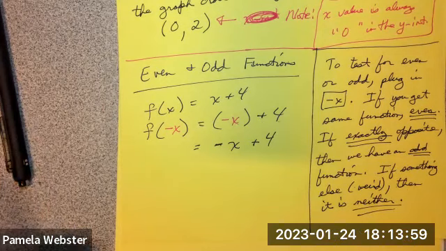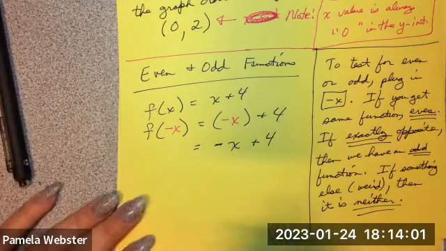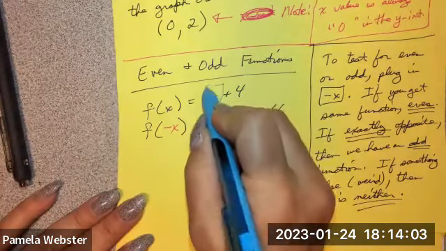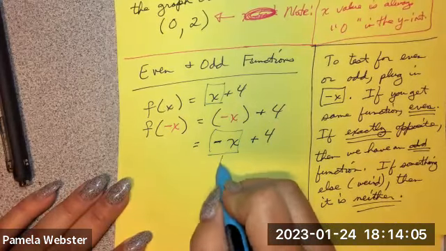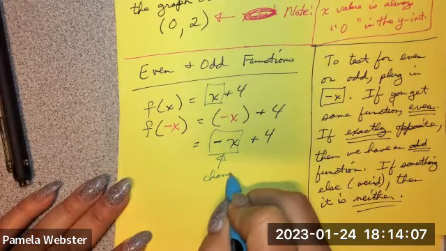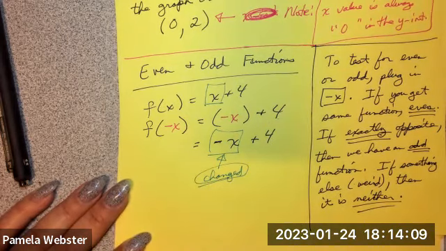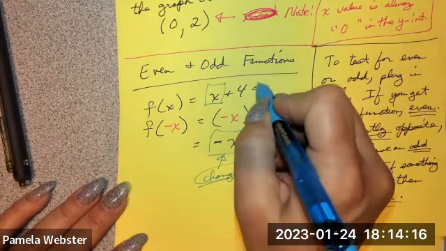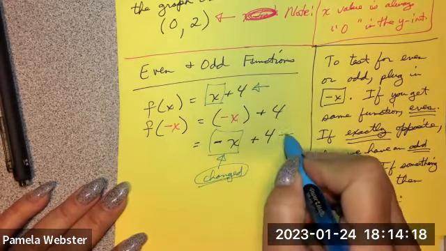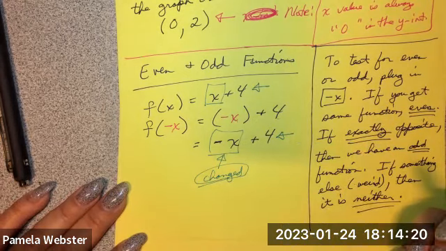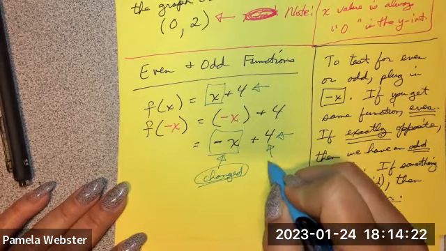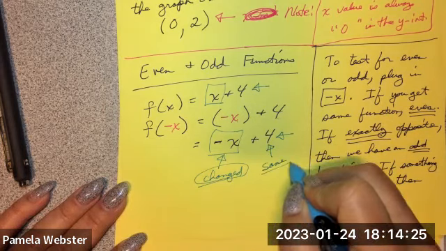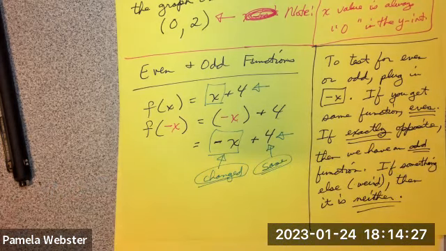So what we see is that this one right here was originally a positive x. Now it's a negative x. So this changed, which would lean me towards odd, except this one was a plus 4 to begin with, and now it's still a plus 4. So this is the same. So one of my signs changed and one did not.